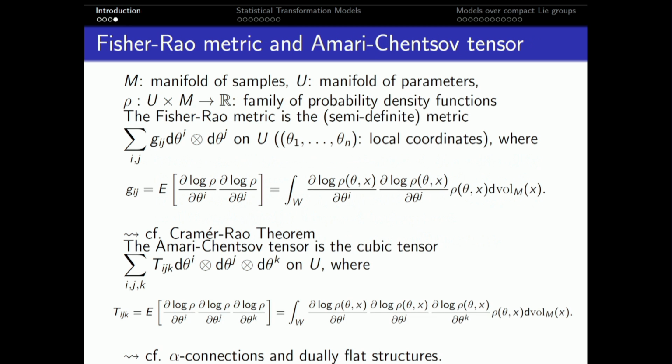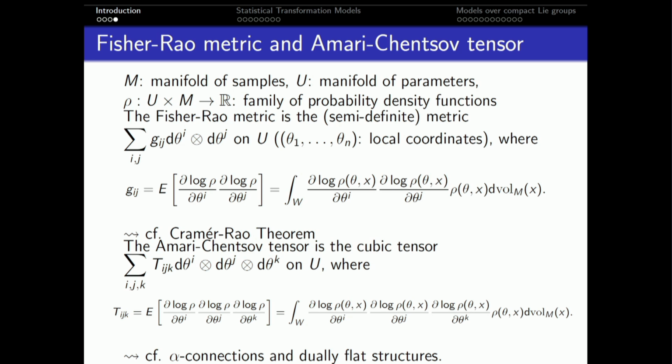But before that, let me give one page to review the basic techniques of information geometry. First, the Fisher-Rao metric can be obtained whenever we are given a manifold of samples, denoted by M, and a manifold of parameters, which parameterize a family of probability density functions on the manifold M, denoted by rho here. The definition of the Fisher-Rao metric is a 0-2 tensor on the space U, which with respect to local coordinates theta is given by g_ij d theta^i d theta^j, where these coefficients are defined as the expectation value of the product of two logarithmic derivatives of the probability density function rho.